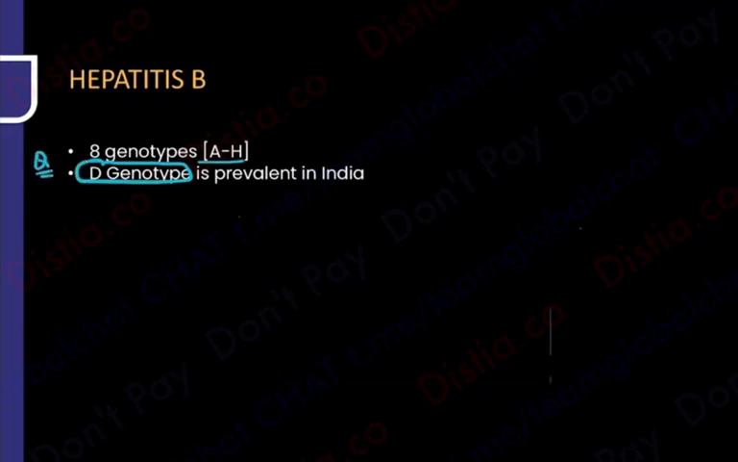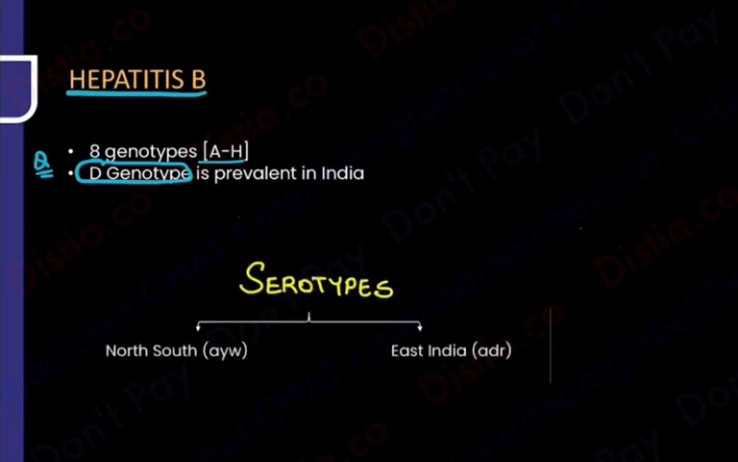Question number 1. Which genotype is prevalent in India for hepatitis B? It is genotype D. Then there must be some serotypes also. Yes, you don't have to learn all. Neither do you have to learn north and south, east and west, but at least learn the names. AYW and ADR. These are the serotypes which you are finding in India. Repeating, AYW and ADR are the serotypes in India. D genotype is the one that is prevalent in India.